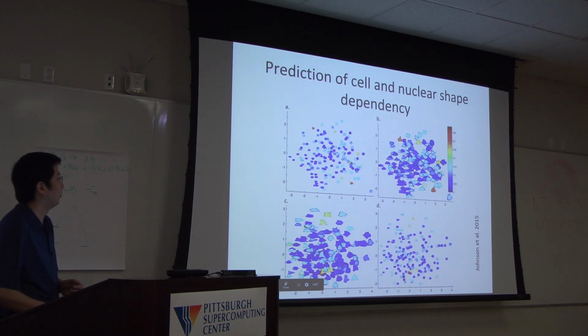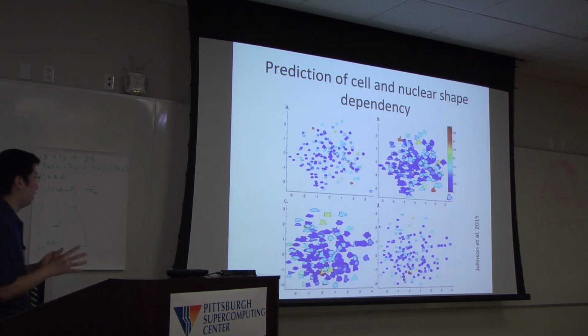They have very small prediction error. This indicates there is some dependency relationship between the cell and the nuclear shape.